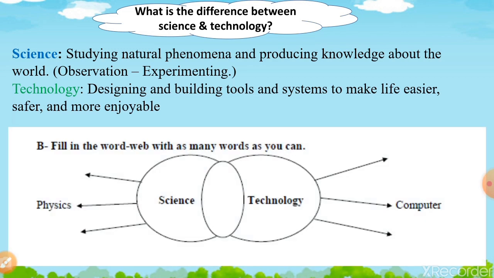Fill in the word web with as many words as you can. So here we have science and technology, and each one has different words related to it. As you see, there are already some examples there. For science, physics is an example. In technology, computer. I'd like you to take a few minutes and try to fill the web with words related to each category. Well, since you have finished, okay, we continue.